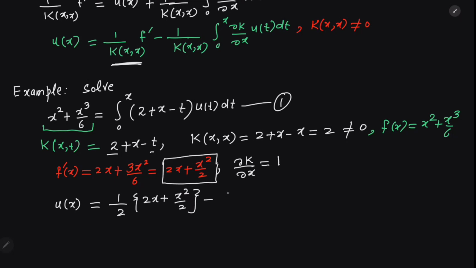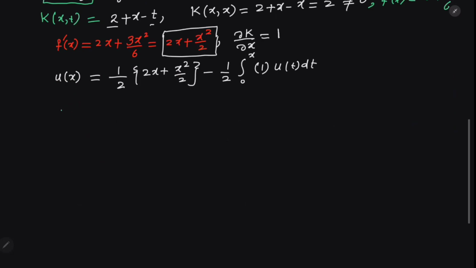Then we have minus 1 over 2, integral 0 to x. What is partial k by partial x? This is 1. So u of t dt. Now we simplify that. u of x will be equal to x plus x square by 4 minus 1 by 2, integral 0 to x, u of t dt. This is the Volterra integral equation of the second kind.